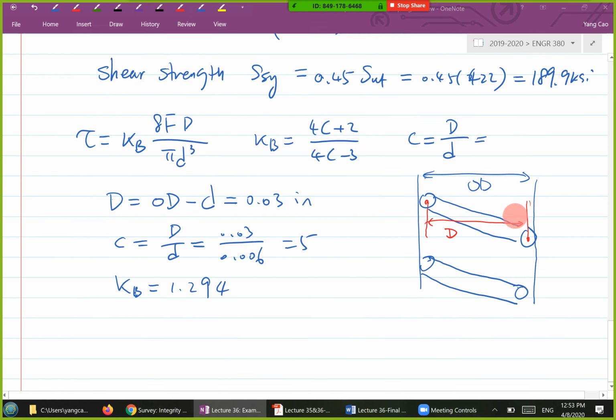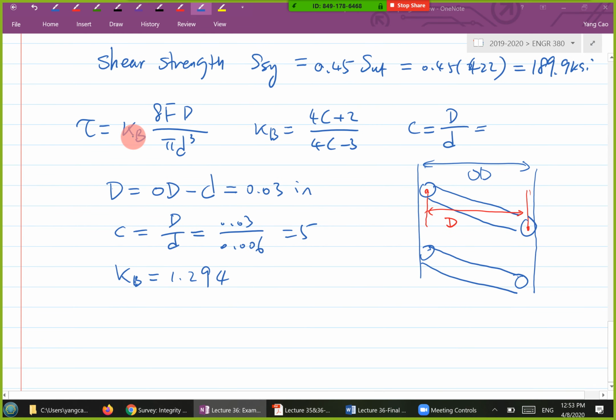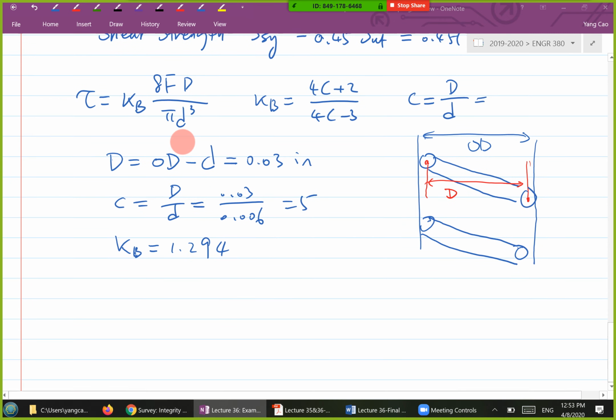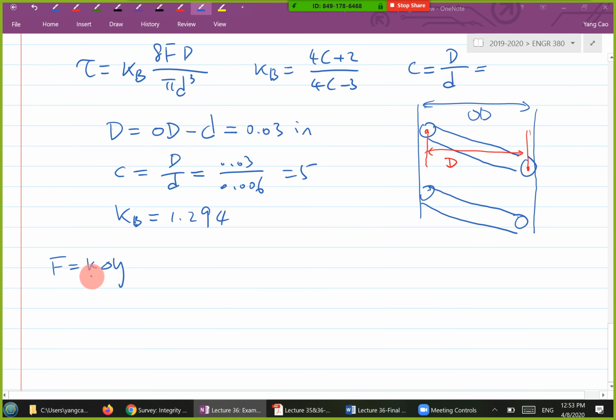Okay, so we got our KB, and we don't have F yet, right? So F depends on the deflection. So now let's look at how we get our F. Overall F is equal to the spring stiffness times the deflection. So we need to figure this F out. But we need the spring stiffness first, and also we need the delta Y.